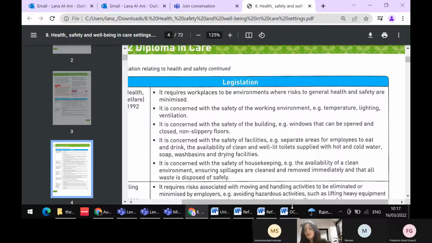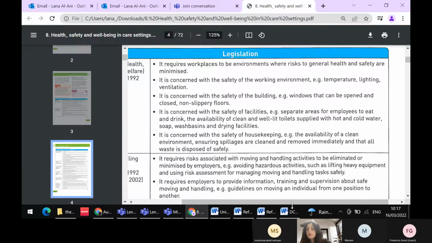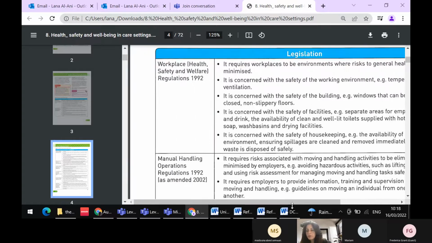And also it concerns the safety of the facilities. So there are separate areas for the employees to eat and drink, and also availability of clean and well-lit toilets for the staff and for the people we are taking care of. And it concerns the safety of housekeeping, the availability of a clean environment, ensuring spillages are always cleaned regularly and immediately. So all this concerns this regulation.